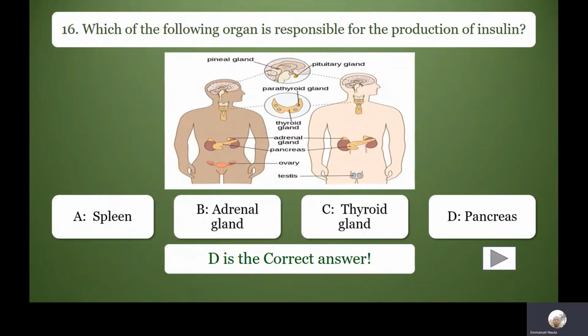Which of the following organs is responsible for the production of insulin? Pancreas. That's the endocrine gland that produces insulin. Insulin is a hormone that helps to reduce the blood sugar level.